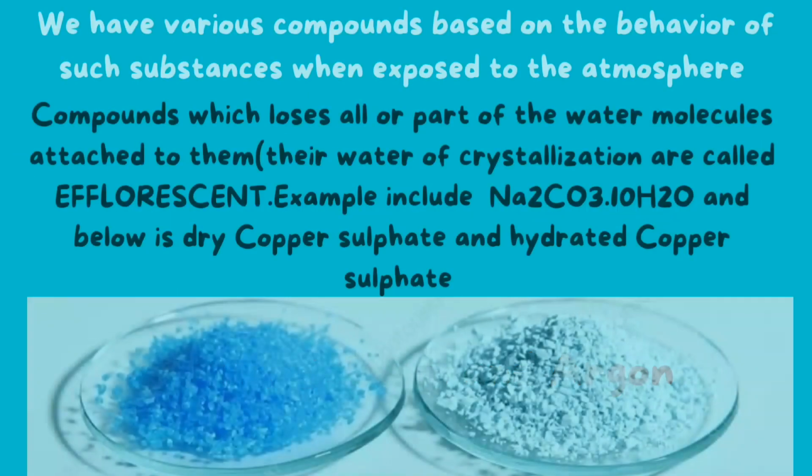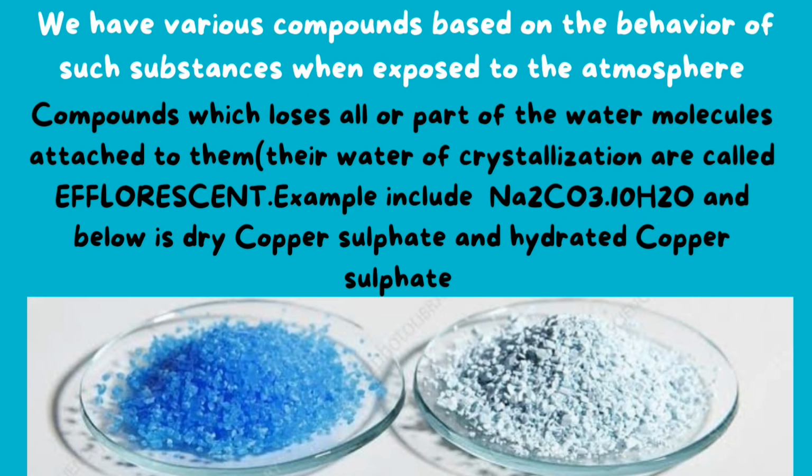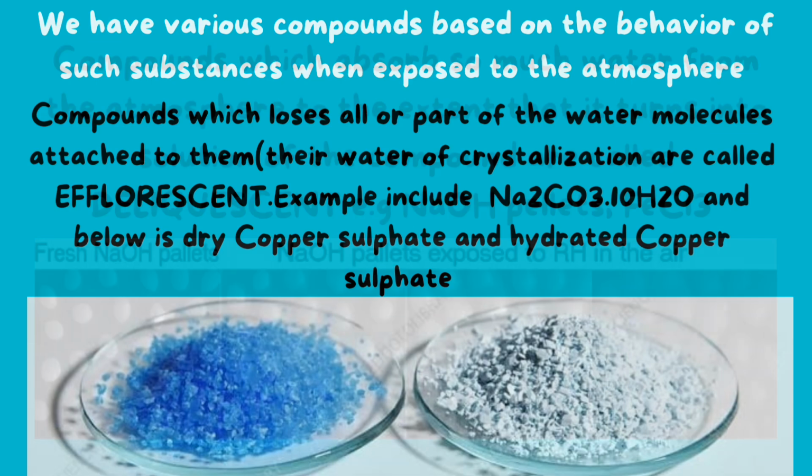We know that a compound comprises two or more elements chemically combined together, and we can classify them based on their behavior when exposed to the atmosphere. Compounds which lose all or part of their water of crystallization are called efflorescents. Examples are sodium carbonate decahydrate and copper sulfate salts. As you can see, we have the blue hydrated copper sulfate and the white or dry anhydrous copper sulfate. These are efflorescent salts.